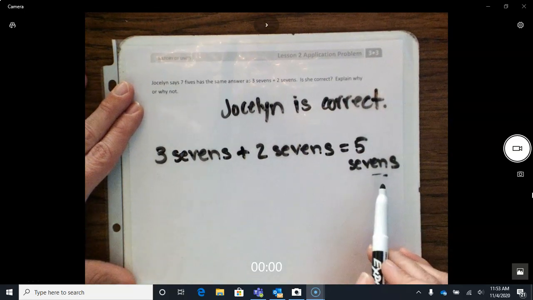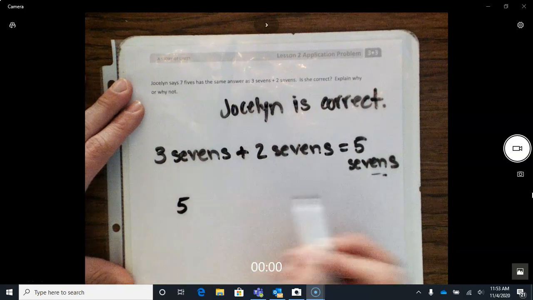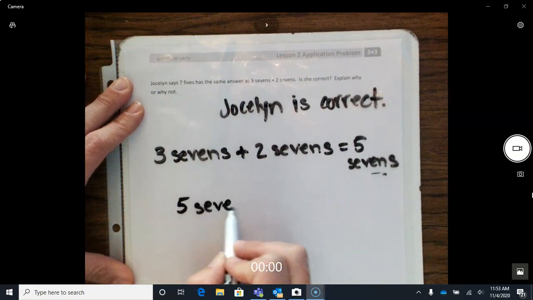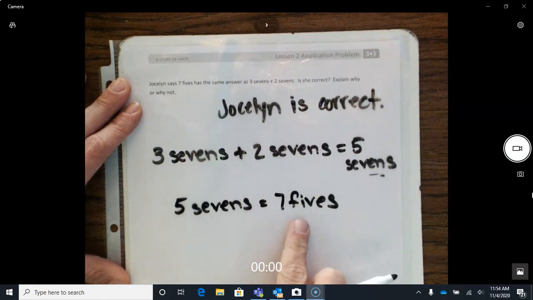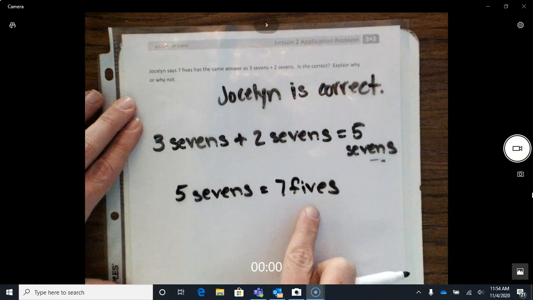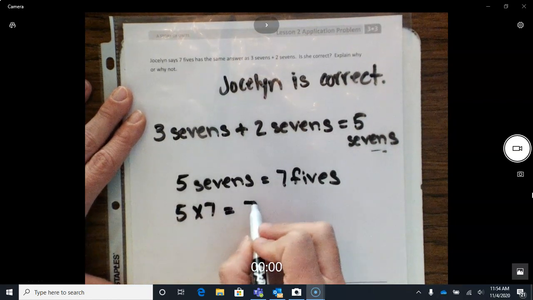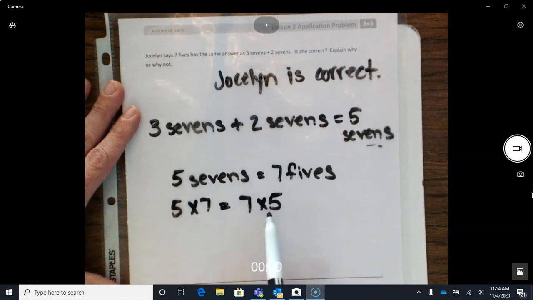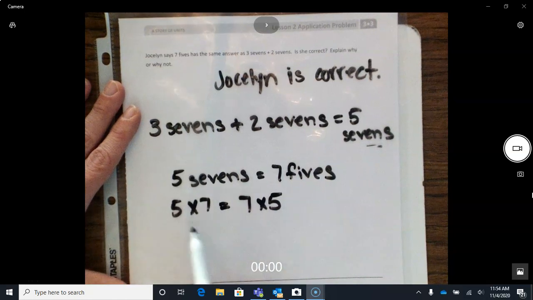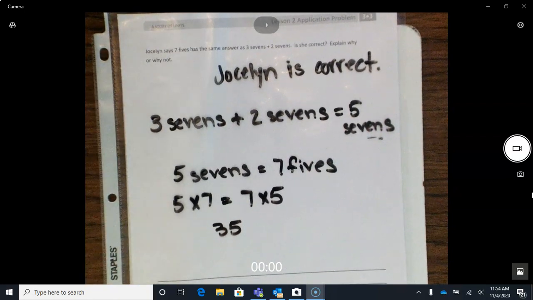And we can use the commutative property to know that 5 sevens is equal to 7 fives. So we could write that as 5 sevens is equal to 7 fives. And we know this is true because of the commutative property. And if we wrote this out in numbers, this side would be like 5 times 7 is equal to 7 times 5. And no matter which way we have this fact or these numbers written, they both equal 35. Whether it's 5 sevens or 7 fives, it's 35. Okay? Very good job.